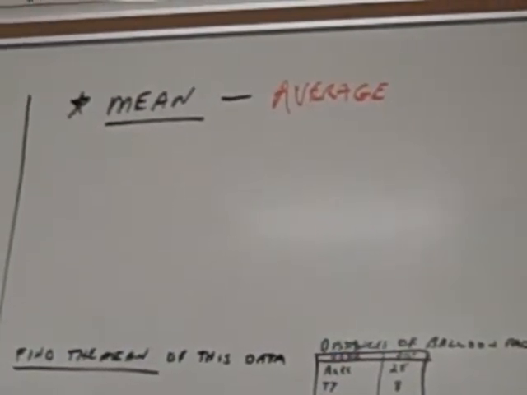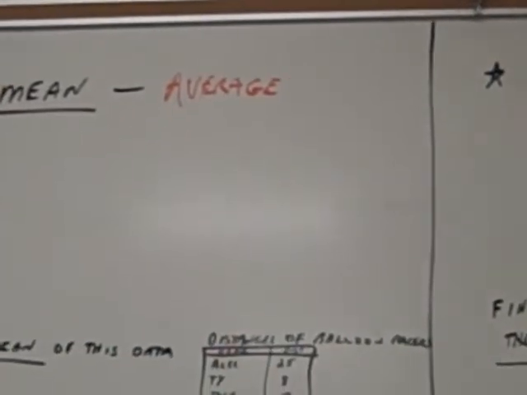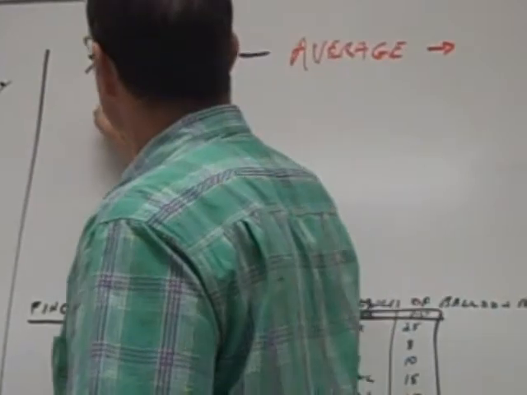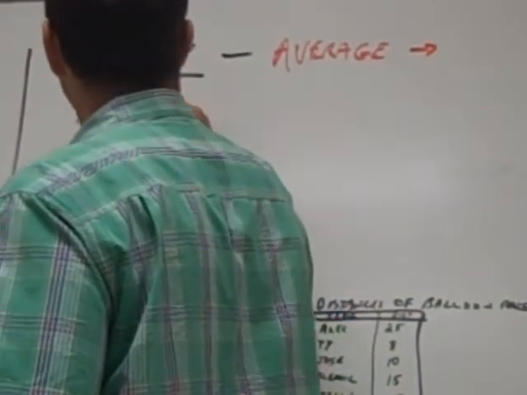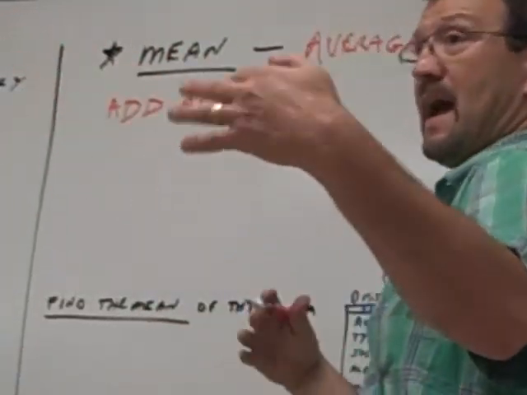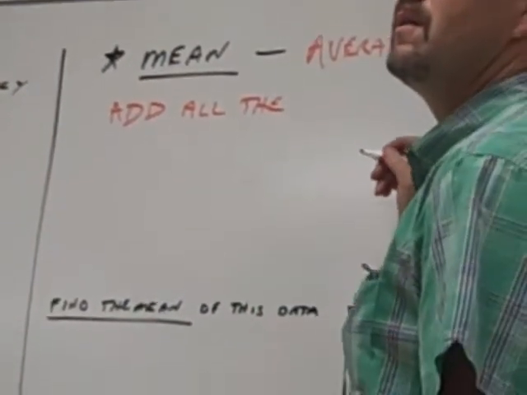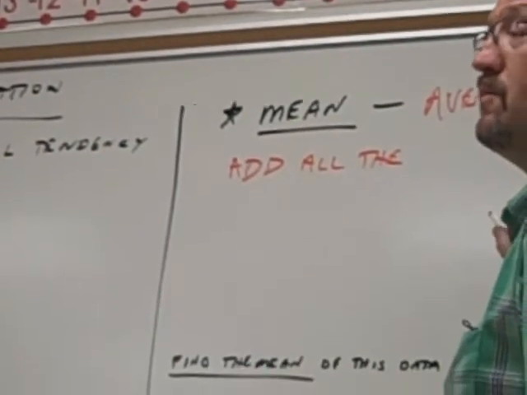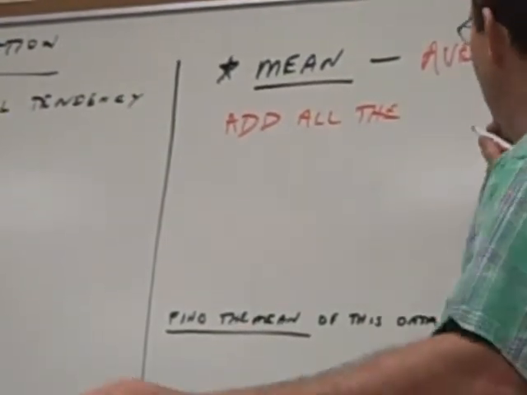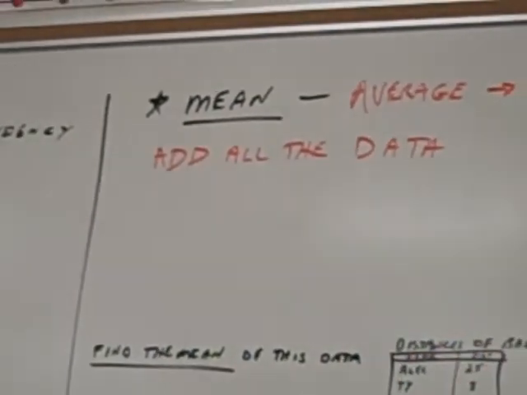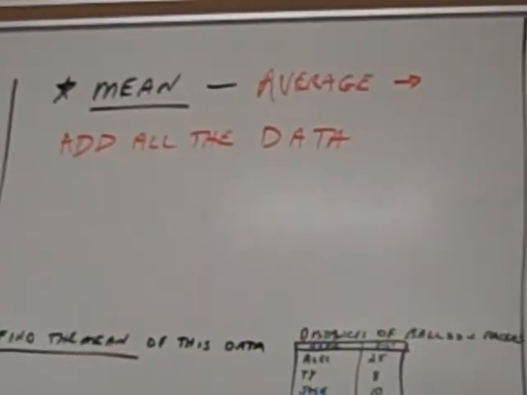Now, mathematically, how do you find the average? You add up all of the numbers. We're not talking about grades, just averaging anything. Okay, but what are those numbers called? We're using big words. Digits? Nope. Data. There you go. Add all the data.